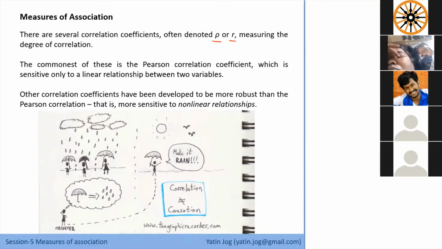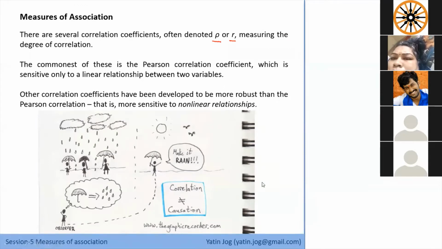So all these things are the theory part. We'll just finish all this theory part quickly so that we can shift to Excel. Other correlation coefficients have been developed to be more robust than the Pearson correlation, and which are more sensitive to non-linear relationships also. Now, if you just look at this graph, this diagram, what can you understand from this diagram?